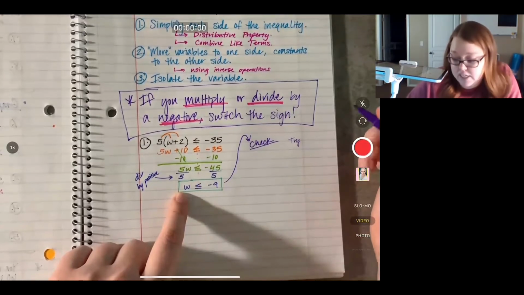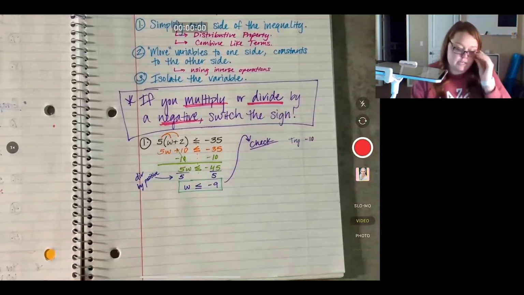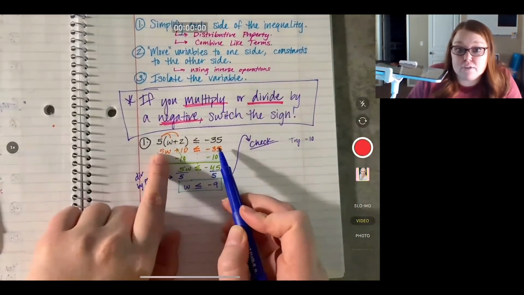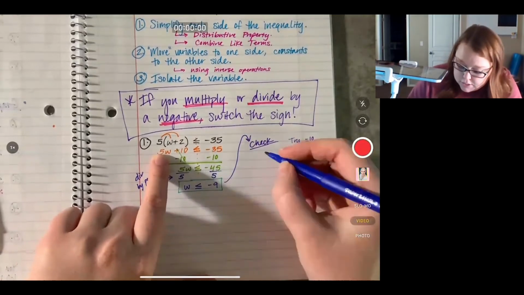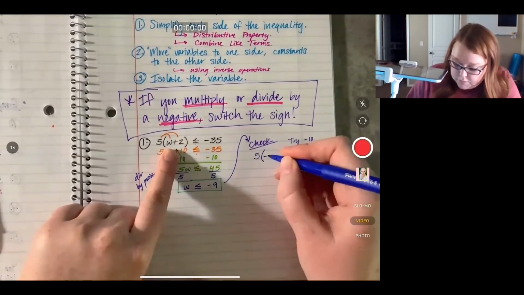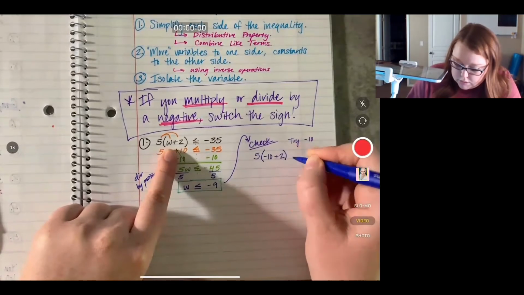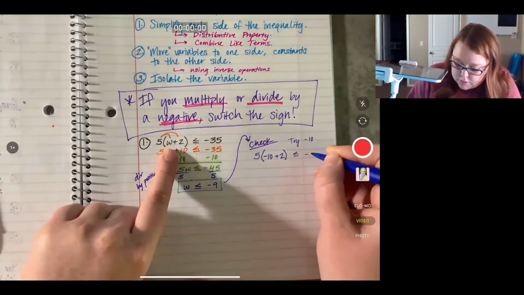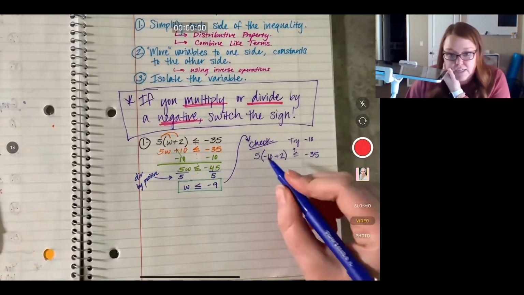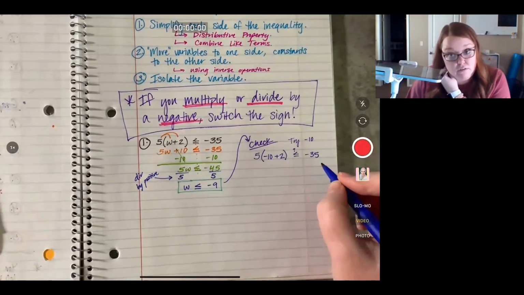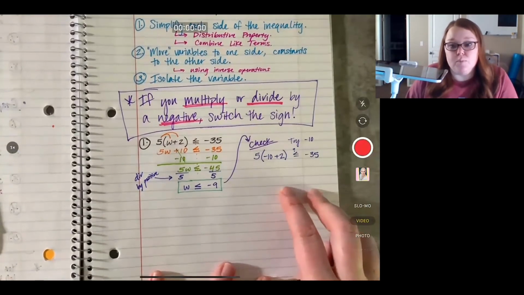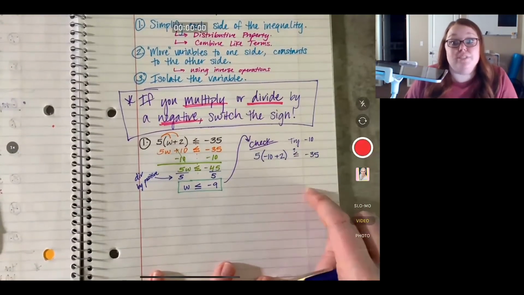Negative 10, right? Negative 10. So let's try negative 10, since negative 10 is less than 9. So we are going to rewrite this, except for instead of the w, we're going to plug in a negative 10. So you would have 5 parentheses, and then instead of w, it would be negative 10 plus 2 parentheses less than or equal to negative 35. Okay, so we're seeing if this is a true statement, if this left side is actually less than or equal to the right side. Usually when we check equations, we're making sure that you get the same number at the end. But in this case, you're just making sure that it makes a true statement at the end.